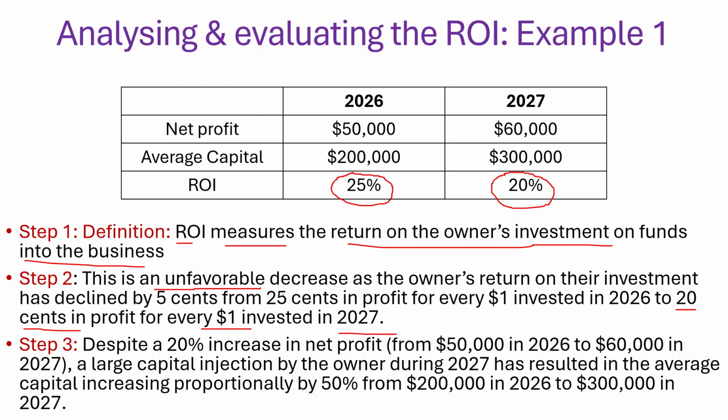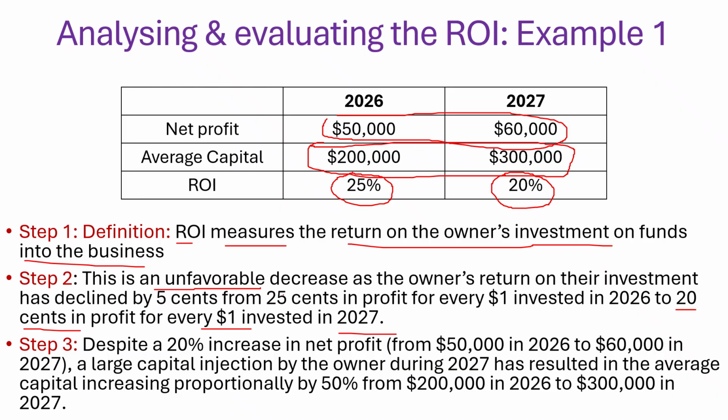Now for step 3, we unpack what's caused the trend. Now usually, or what you'd expect when we have a decline in the ROI, is that there's been a decline in the profit, but not so here. So if we actually look at the profit, we've had an increase. But if we look at the average capital, we've had a much bigger increase proportionally. So how do we unpack this in words? Well, check out step 3, my wording here.